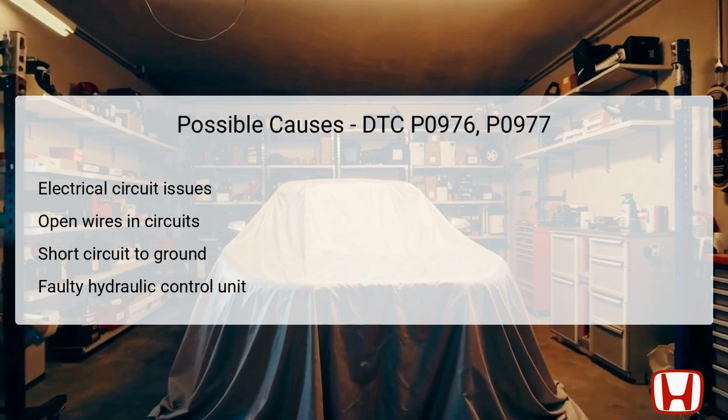Another potential issue could be a short circuit to ground within the same circuit, which may cause voltage irregularities, leading to high or low input signals. Lastly, a faulty hydraulic control unit can also generate these DTCs if it does not process or respond to signals correctly. Systematically checking these areas is crucial for accurate diagnosis and repair.